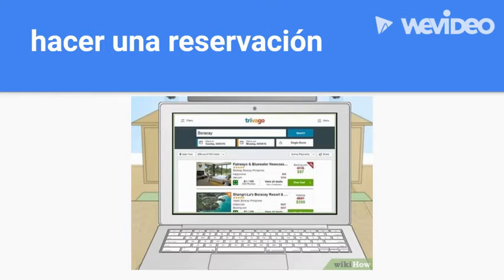Hacer una reservación. Hacer una reservación is to make a reservation, either for a hotel or a plane or some sort of vacation travel. We usually do that online now. You can see there's a website here.